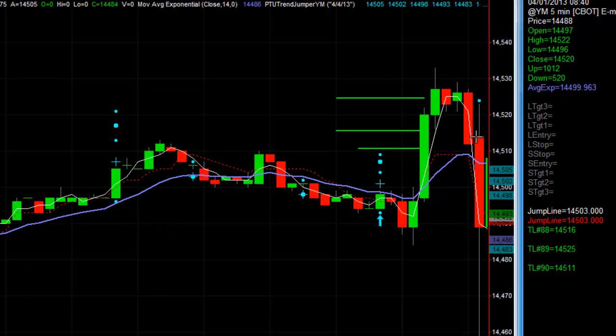Okay? And then it comes down and the trailer stops out. This entire trade netted 41 points, and we are one and done. This is the power of quitting.